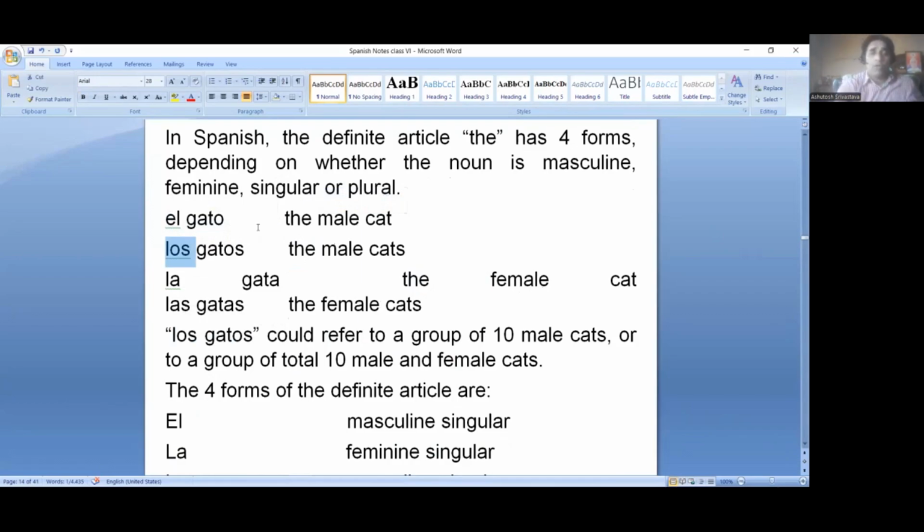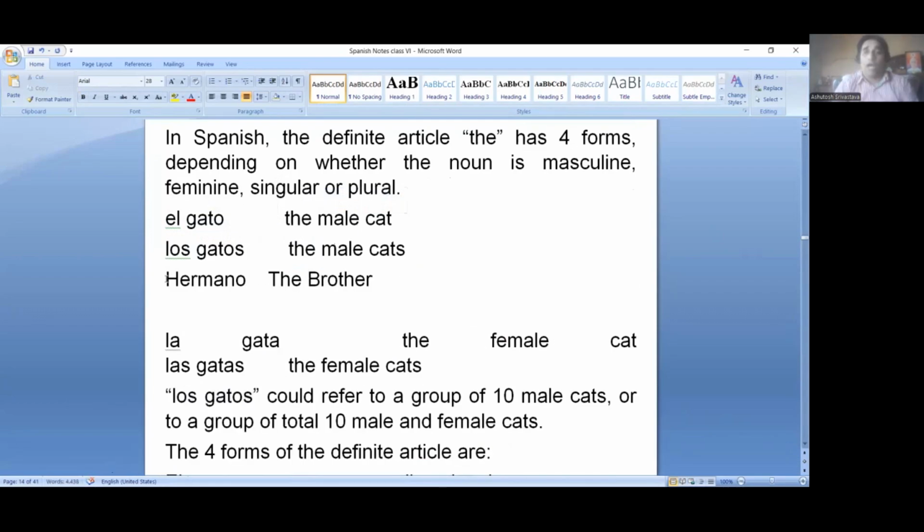Okay. Now, the point to be noted here is that suppose there are 10 cats, 6 are feminine and 4 are masculine. Then should we call them las gatas? No. If there is a mixture of feminine and masculine, then we use the plural masculine form. So if there is a group of 6 feminine and 4 masculine cats, then we will call it los gatos. And if all of them are masculine, then also we would say los gatos. The only time we will call it las gatas is when all of them are feminine.